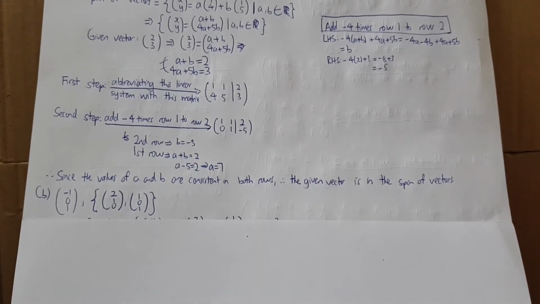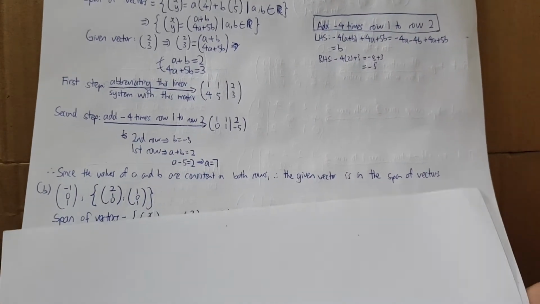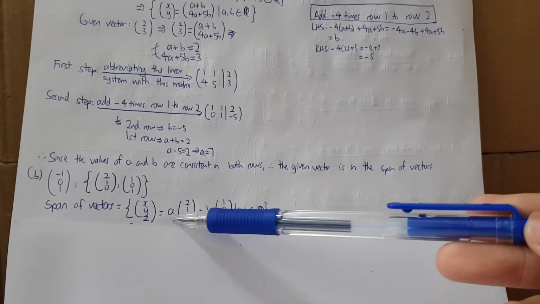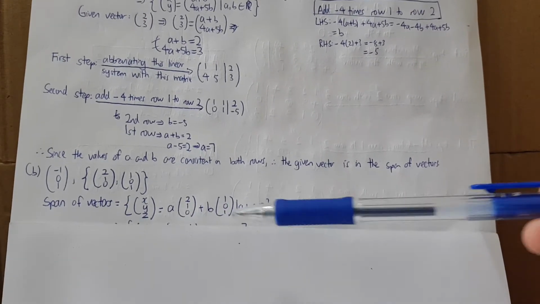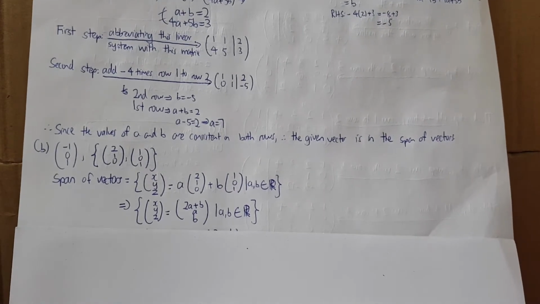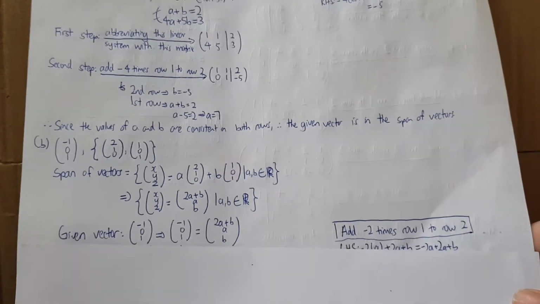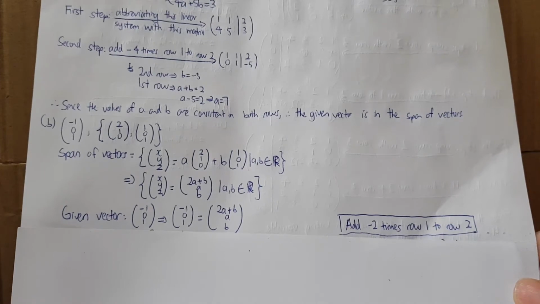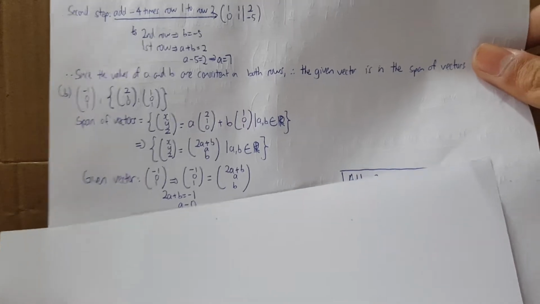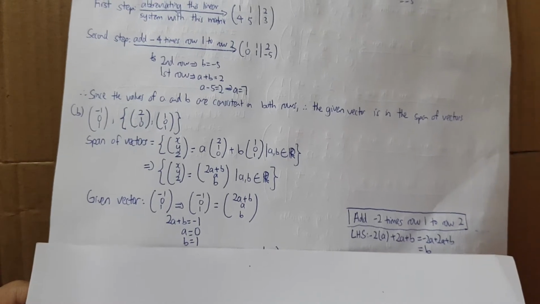For now, let's go to the second example, which is this. Our given vector is here, and our set of vectors is here. So the span of vectors is given as this: (x, y, z) equals a(2, 1, 0) plus b(1, 0, 1). Expanding it will give us this form. Now we are given this vector, so we just plug it in, and we make a system of linear equations from here. Hence, you get this.